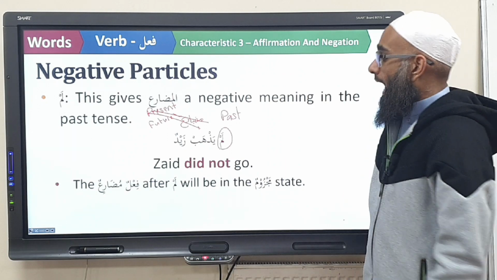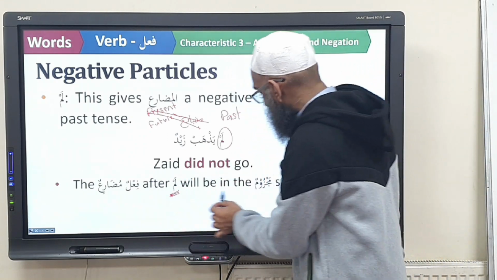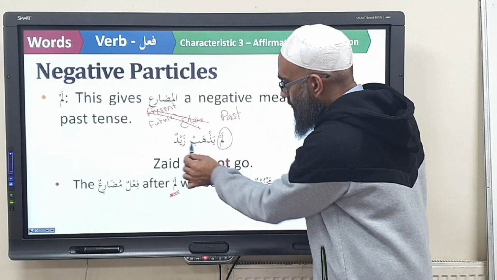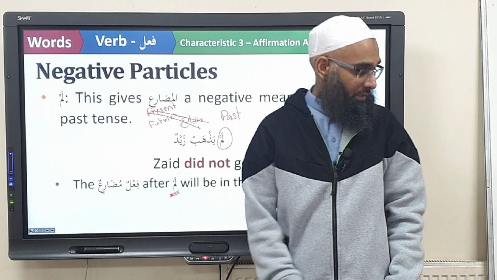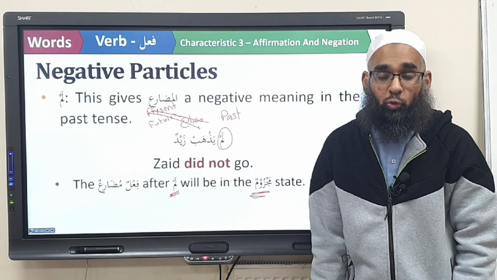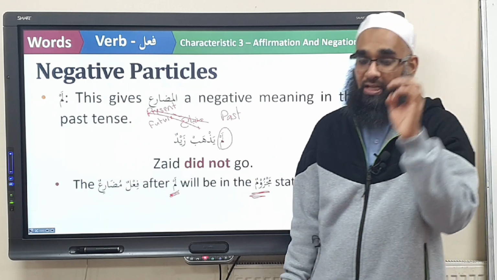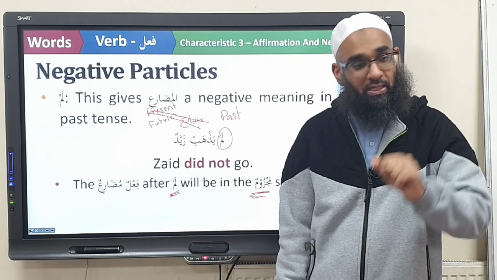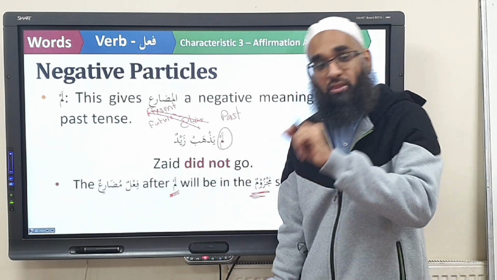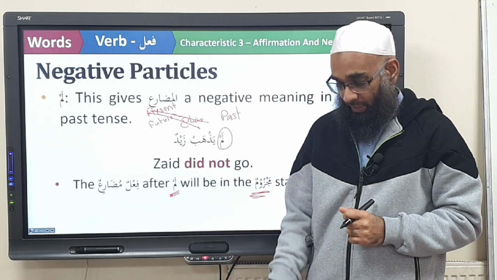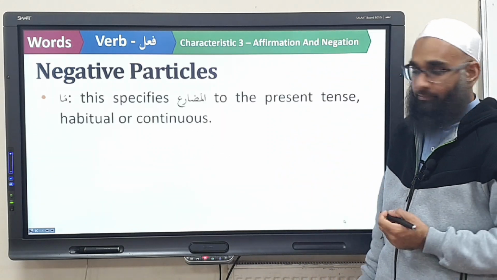Correct? And what happened, if you remember this now? Lam, what does it do? It makes the word after it majzoom. So yadhhabu becomes yadhhab. Lam makes it what? Majzoom. Because of lam, the fa'il mudhari becomes majzoom. So lam makes it negative and also makes it majzoom. So you'll have a sakin. Anytime you have lam, the verb after it will have what? Sakin or sukoon. It will be sakin, it'll have a sukoon.